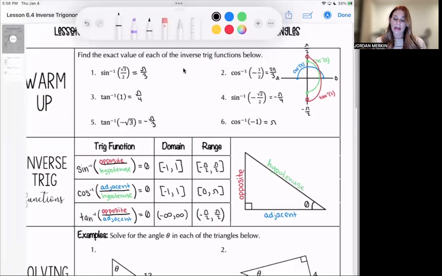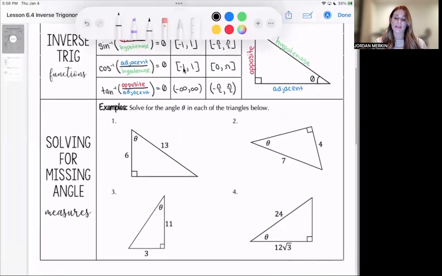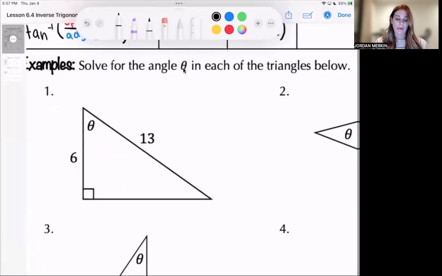Okay, let's go ahead and do a little bit of review. This is actually more review from geometry than anything. So in numbers 1 through 4, you're being asked to solve for the missing angle theta. So let's take a look at number 1.